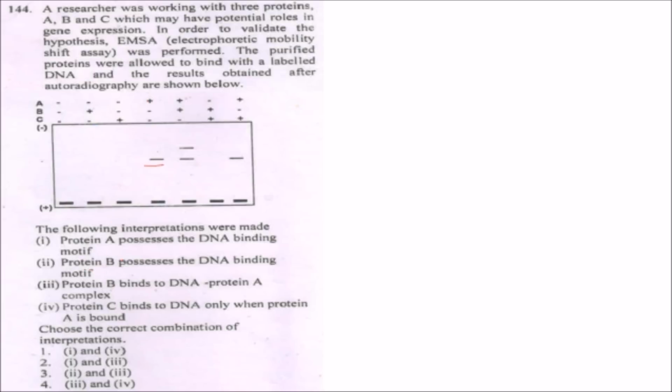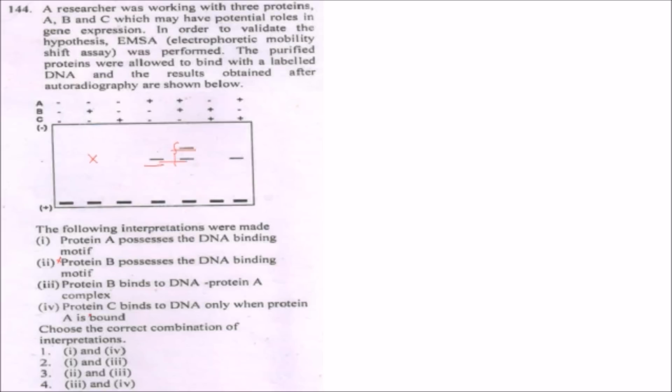Next statement is protein B possesses DNA binding motifs. Protein B is not having the band, so the statement is not right here. Next statement is protein B binds to DNA protein A complex. So when A and B are both present here, then we are getting 2 bands, one for A and the other for B.